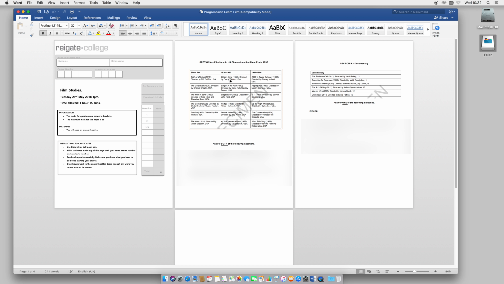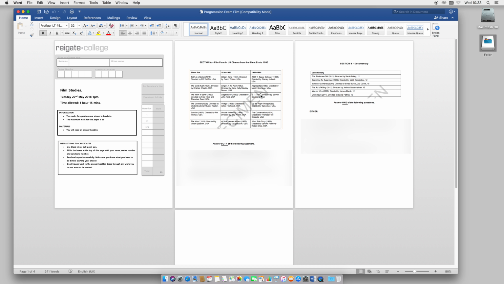So don't worry about the other films, but this is how the paper will look next year when you sit your final exams. For section A there are 2 questions, question 1 and question 2, and you must answer both. Both questions are worth 10 marks. And with each question they will focus on one of these 3 films. So basically 2 of the 3 films will be assessed in section A.